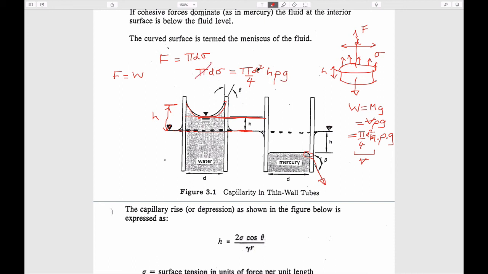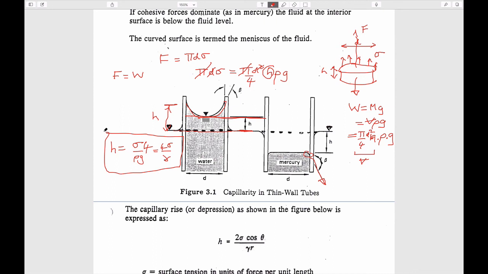I think we can get rid of some terms. We can get rid of a pi, we can get rid of a d, and if we rearrange that, we end up with the height rise, which is this one term here, equal to the interfacial tension times 4 divided by rho g, which is the same as 4 times the interfacial tension divided by the unit weight of the fluid. A simple relationship. So it may seem an esoteric thing to talk about.